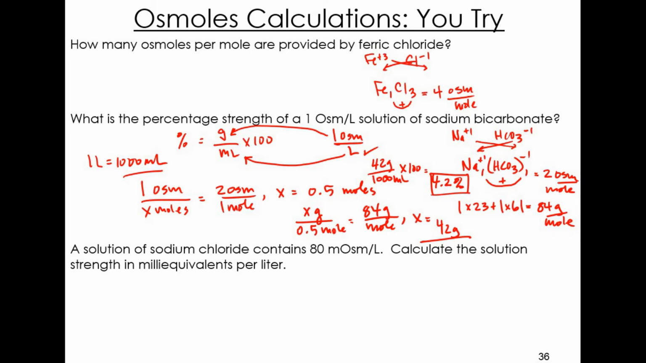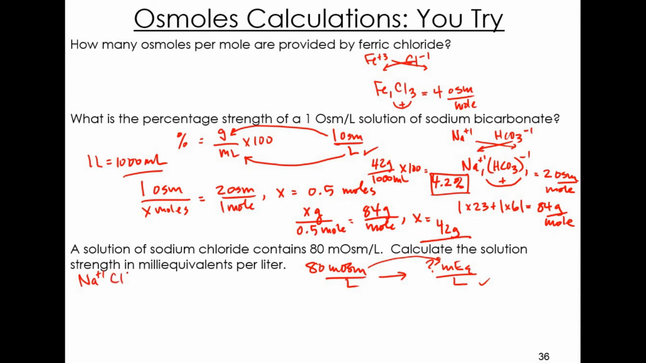Okay, the last one on this page is that we have a solution of sodium chloride at a concentration of 80 milliosmoles per liter, and we want to know the solution's strength in milliequivalents per liter. So we're going from 80 milliosmoles per liter to how many milliequivalents per liter? So the liters are fine, we've got that taken care of. We just need to convert milliosmoles to milliequivalents. And so for that we'll need 2 conversion factors for sodium chloride.